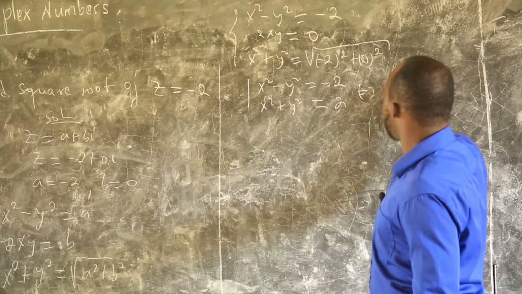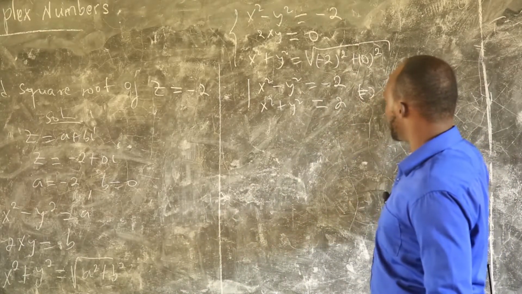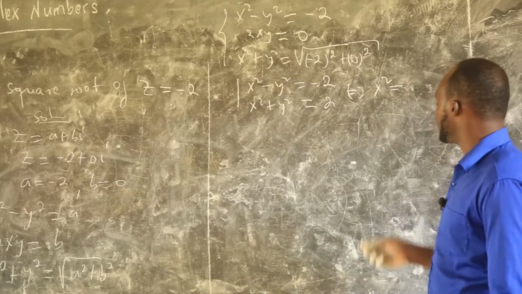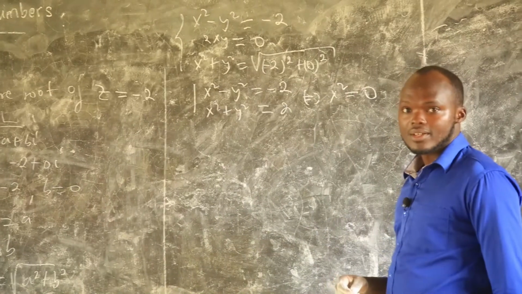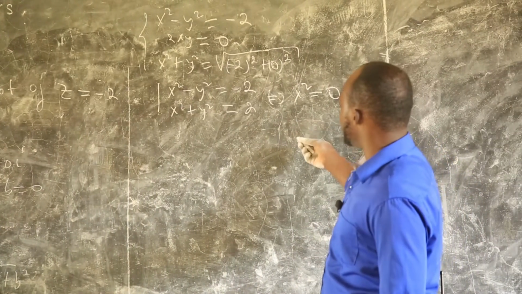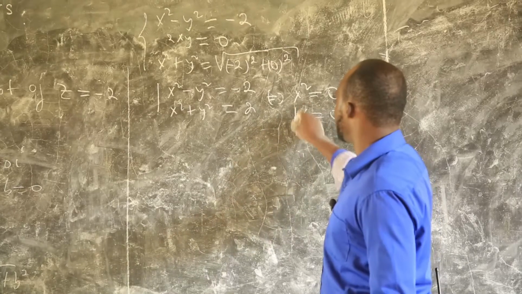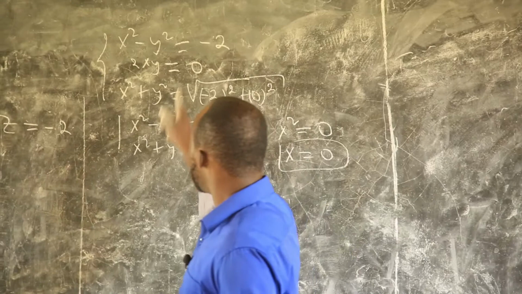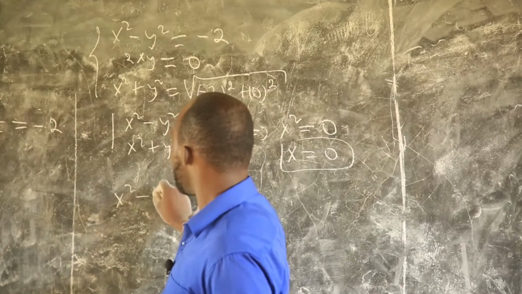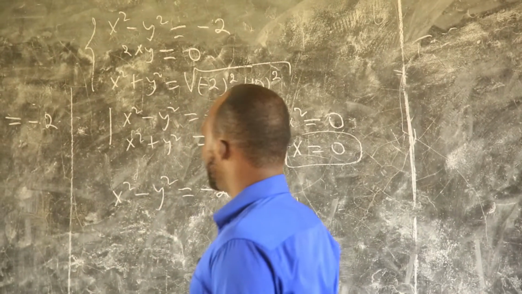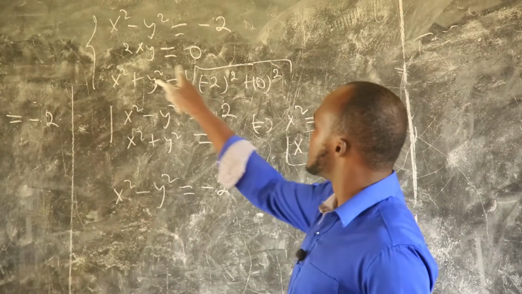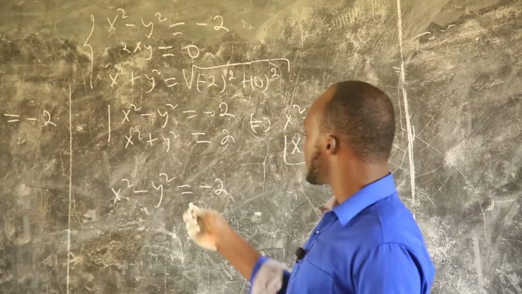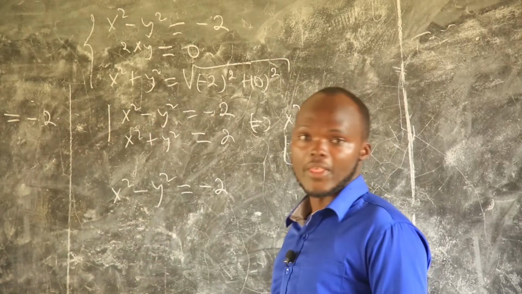So this is x squared. When you add, you're going to get 0. So now, the square root of 0 is 0. x will be equal to 0. So if x is 0, we're going to use equation 1, x squared minus y squared equal to negative 2, to get the value of y. We cannot use equation 2, because if you use 2 immediately, we're going to get 0, which is not true. Let's use equation 1. We can use equation 1 or equation 3.